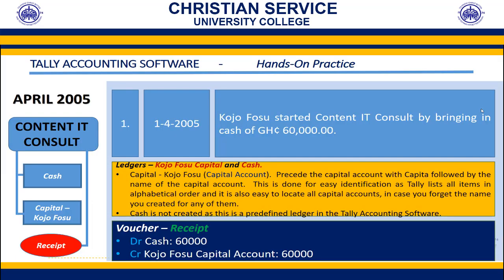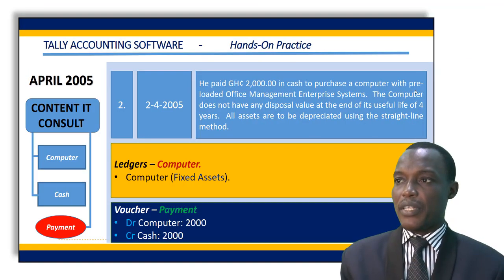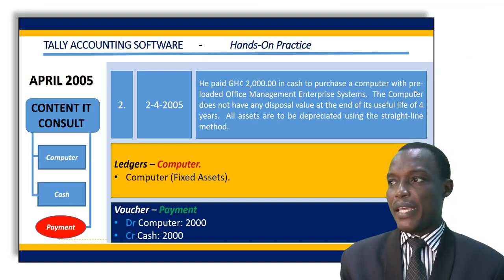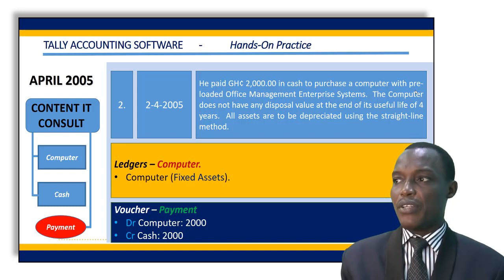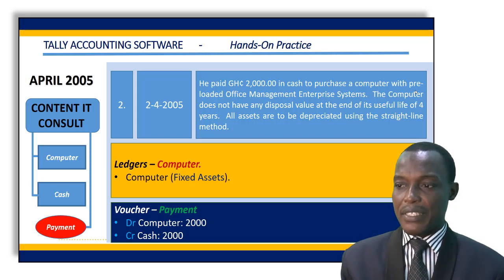We'll go into our PowerPoint and let's see what we have. On the 2nd of April 2005, he paid 2,000 in cash to purchase a computer with preloaded Office Management Enterprise System. The computer does not have any disposable value at the end of its useful life of 4 years. All assets are to be depreciated using the straight line method. And so the ledger we will need here is computer, and computer will be created under the fixed assets.